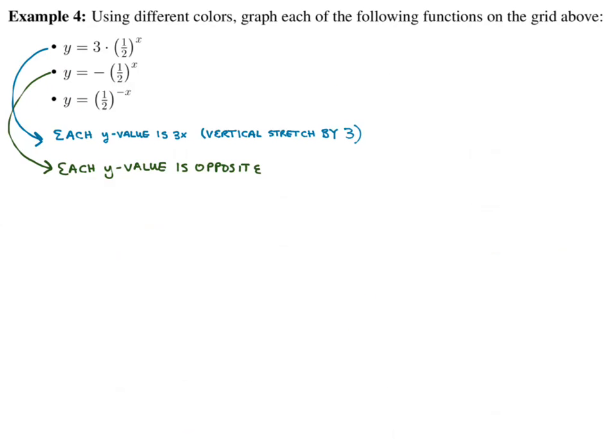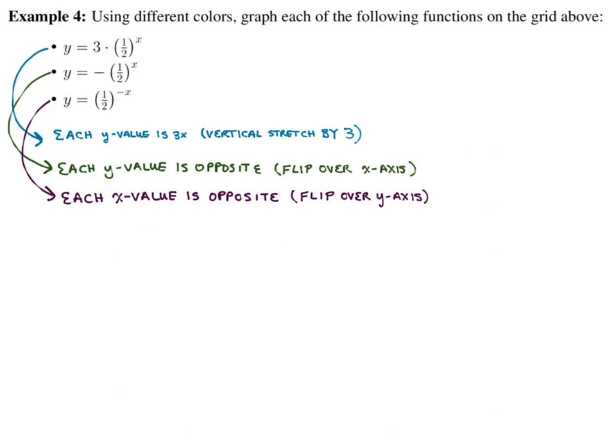Boom, boom, boom, boom. Here we go. Okay, now, if it's 1/2 to the negative x, see now the negative sign is in the x, this way the x values, because it's inside the function, changing the x's, the x values are opposites, and what's going to happen here is it's flipped over the y-axis.